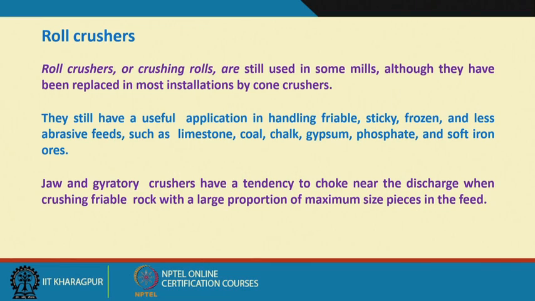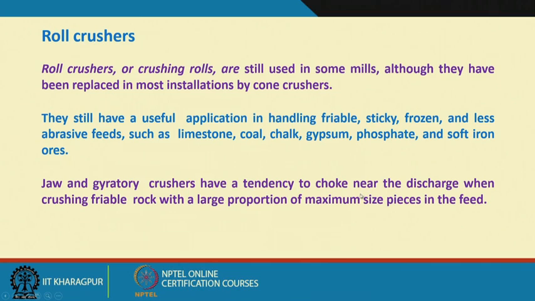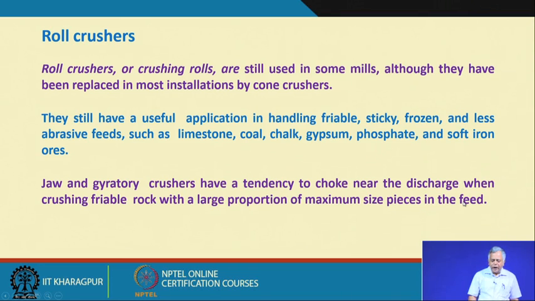If we look at the comparative statements, jaw and gyratory crushers have a tendency to choke near the discharge when crushing friable rock with a large proportion of maximum size pieces in the feed. That means, when we have a friable rock, the jaw and gyratory crushers have a tendency to choke. That is why they are not regularly used in coal processing.